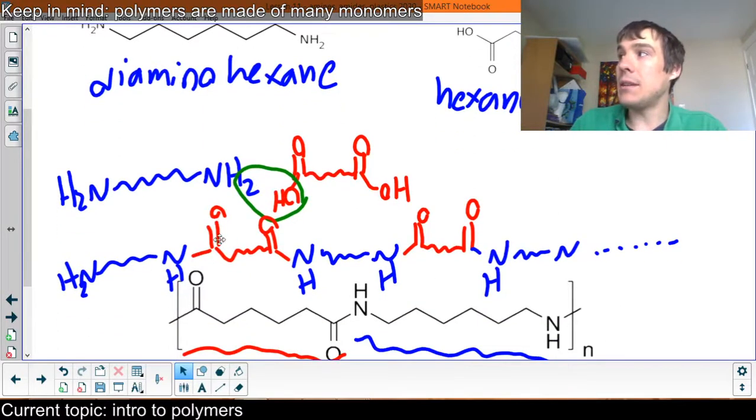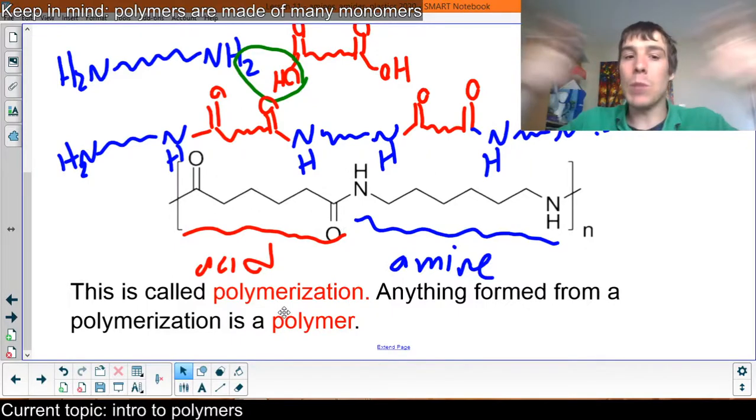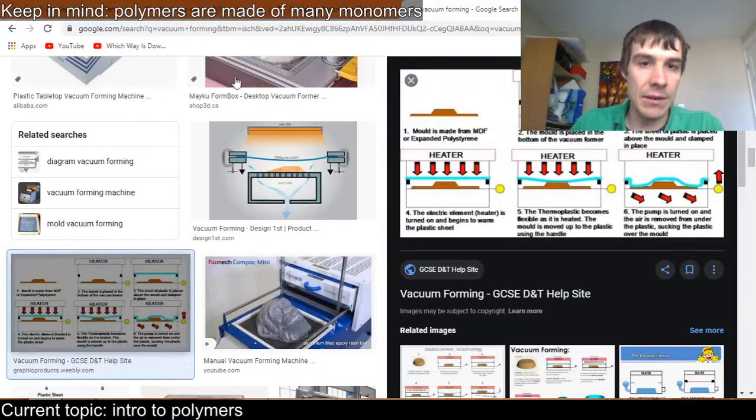We can build the chain with a bunch of condensation reactions. Make a big long chain of amides. Amide, amide, amide, amide, amide. You get this big long chain of acid, amide, acid, amide, acid, amide that we've condensed together. This is called polymerization because we've made many things, many mers. Anything from this is called a polymer, and there's actually a great video of this.